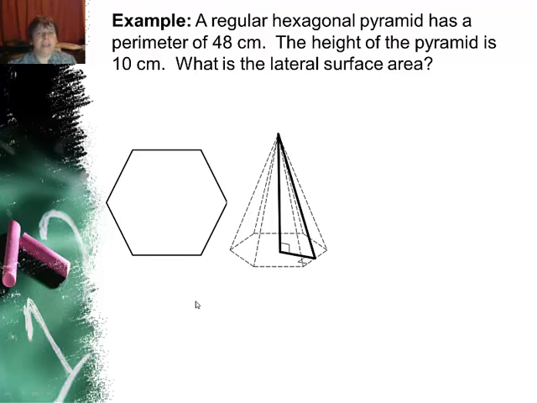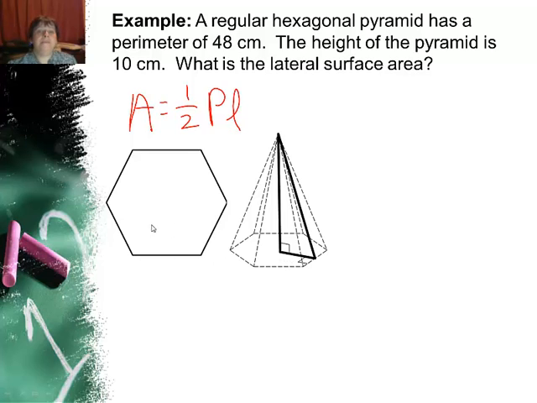Here's a more complicated one. I've got a regular hexagonal pyramid. I added these pictures in just to make it a little easier. It has a perimeter of 48. The height of the pyramid is 10. What is the lateral surface area? Well, I'm trying to find A equals 1/2 P times L, and the perimeter is 48, but I don't know the slant height, so I'm going to have to do some math.